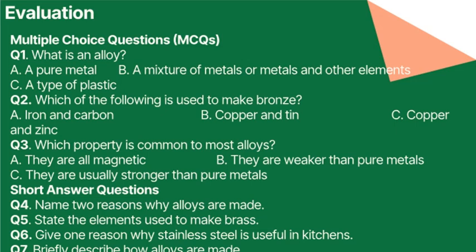Now, let's move to short answer questions. Question 4. Name 2 reasons why alloys are made. Question 5. State the elements used to make brass. Question 6. Give 1 reason why stainless steel is useful in kitchens. Question 7. Briefly describe how alloys are made.